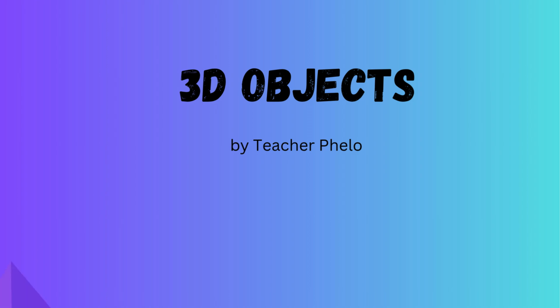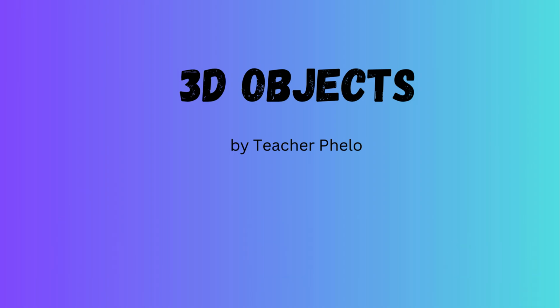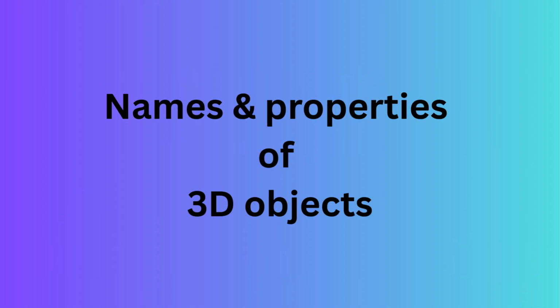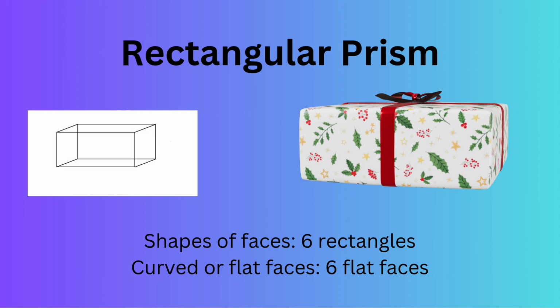3D objects. Names and properties of 3D objects. Rectangular prism. Shapes of faces: 6 rectangles. Curved or flat faces: 6 flat faces.